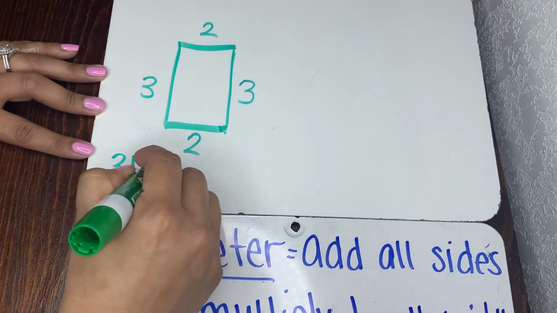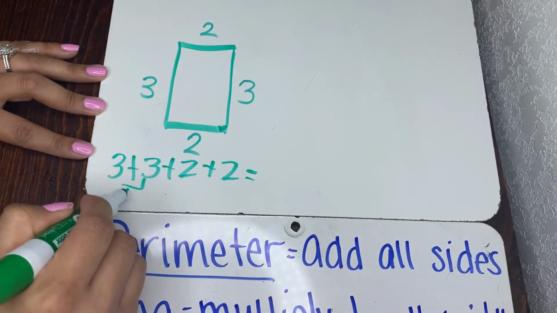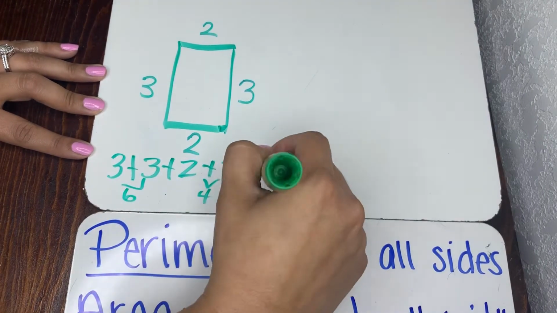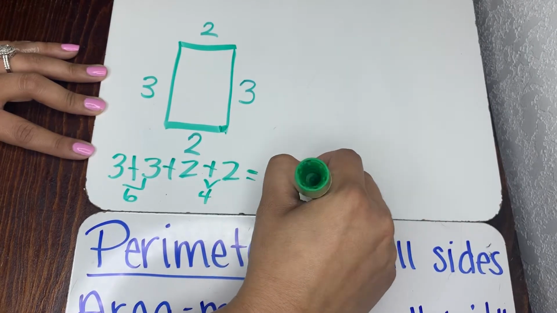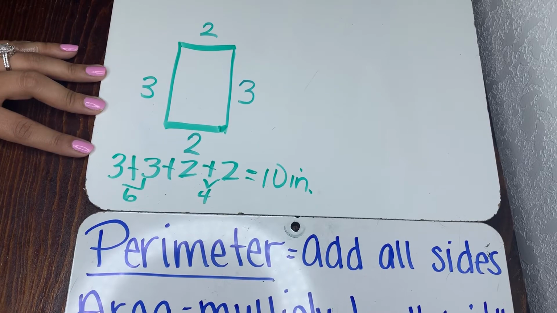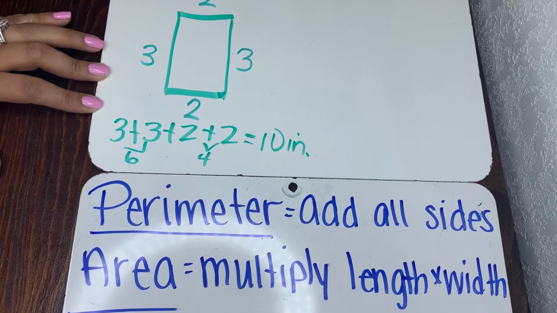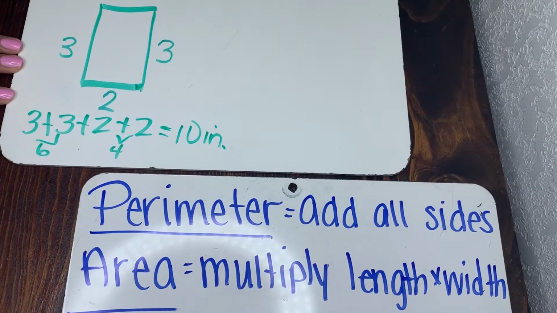3 plus 3 plus 2 plus 2. 3 plus 3 is 6. 2 plus 2 is 4. And the perimeter is 10 inches. That's perimeter. Remember, we're adding all four sides for the perimeter. Now, if we're doing the area, we multiply.